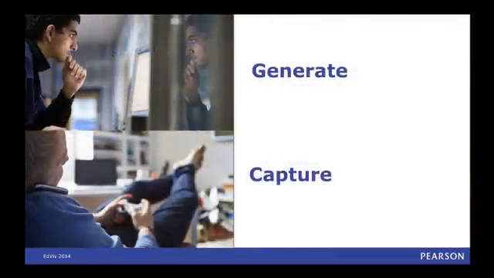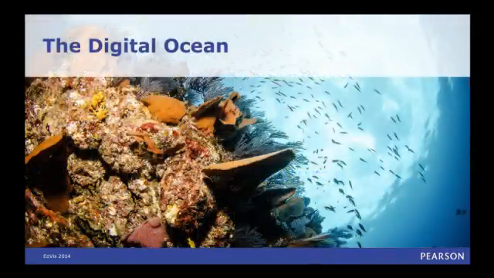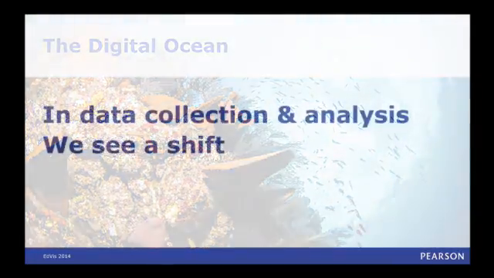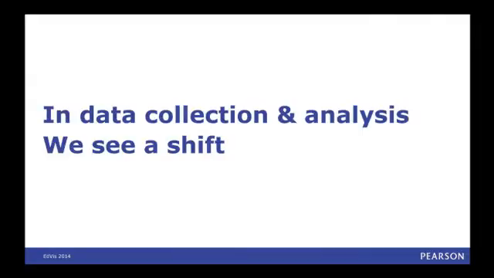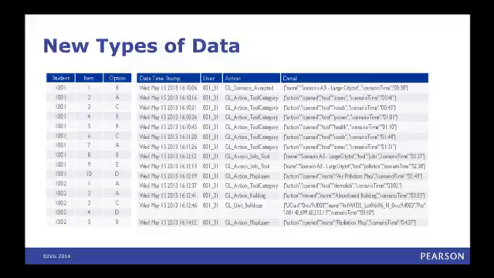Contrastingly, we can now generate data, generate lots of it. We can capture a lot of it on the fly, and we call this the digital ocean. We are now swimming in the sea of data collection. So in data collection and analysis, we then see a shift to these new types of data. In the olden days, we had something that looked like this, typical spreadsheet of student IDs with items and their responses. New types of data tend to look like this. We have a lot of log files with different types of features and attributes associated with actions.